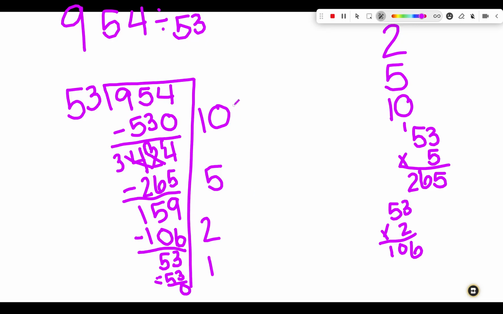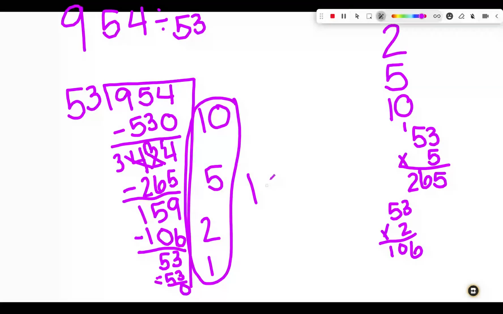Now, I need to add all of my partial quotients together. So when I add these up, 10 plus 5 is 15, plus 2 is 17, plus 1 is 18. Therefore, 954 divided by 53 is 18. Please rewatch if you need additional help and use this as a guide in your independent practice today.